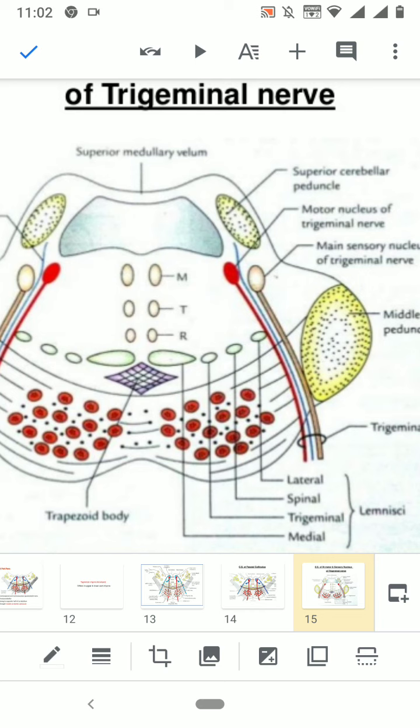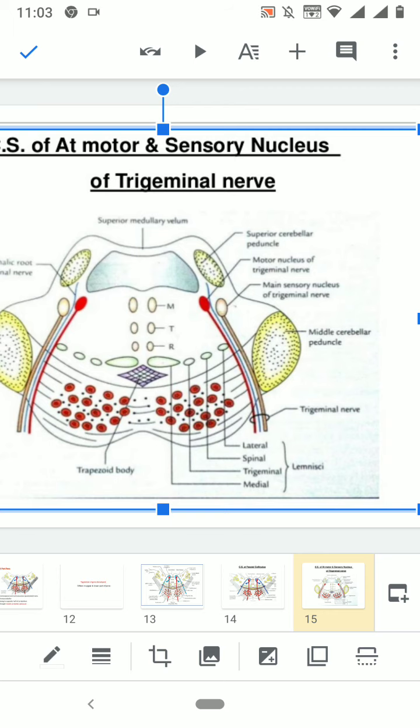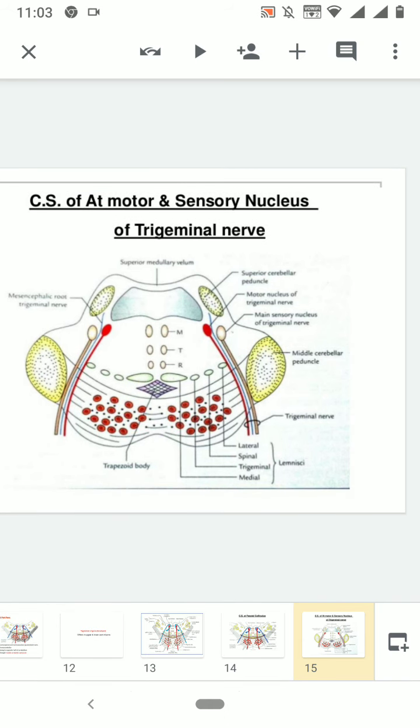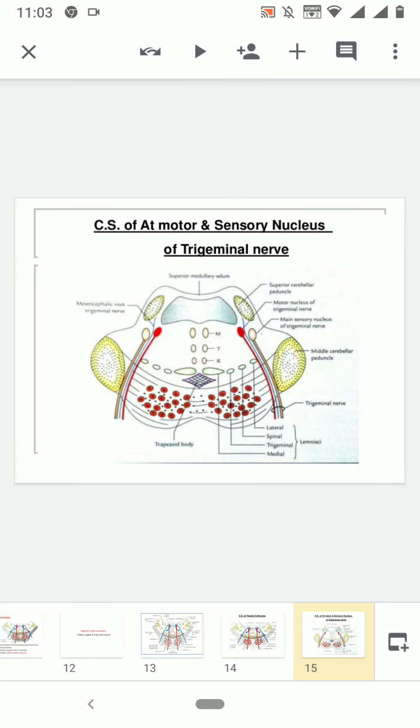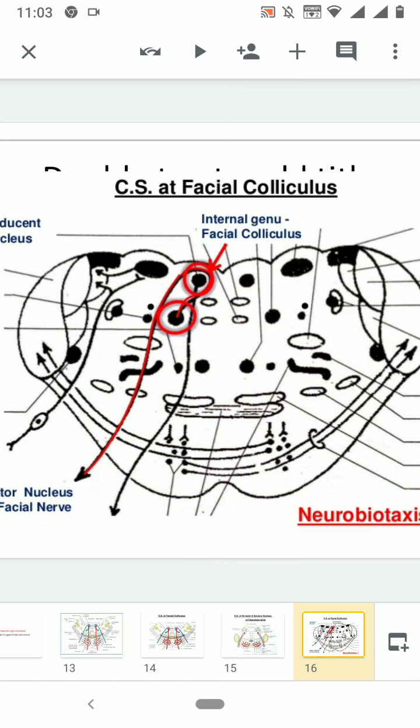M stands for medial longitudinal bundle, T stands for tectospinal tract, and R stands for rubrospinal tract. So here you have two nuclei. You have to remember at this level, which is a very important feature, the motor nucleus and the sensory nucleus of the trigeminal nerve. Okay, so let's proceed.